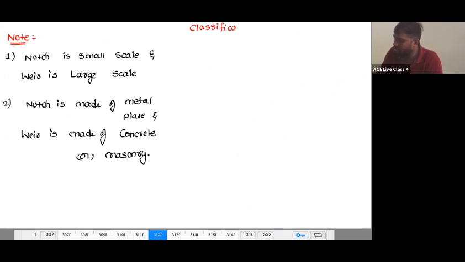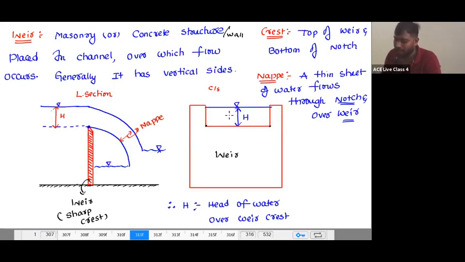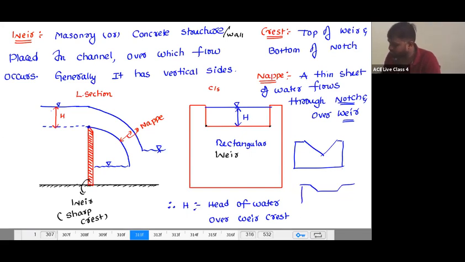We are going to classify the weirs, A, based on shape. Now you see, this is a rectangular weir, whatever the shape. The shape is going to be rectangle, or sometimes it can be triangle also, sometimes it can be trapezoidal also.